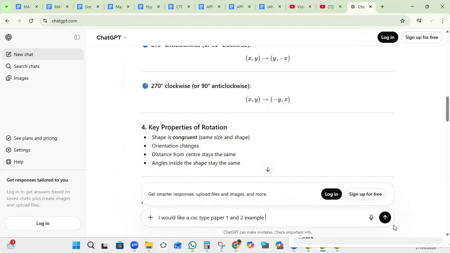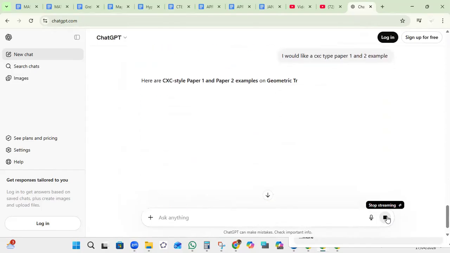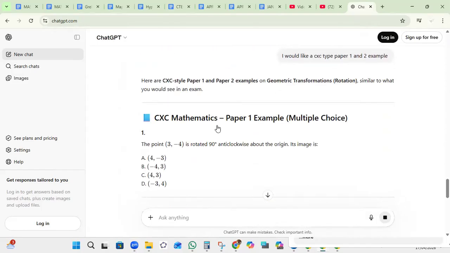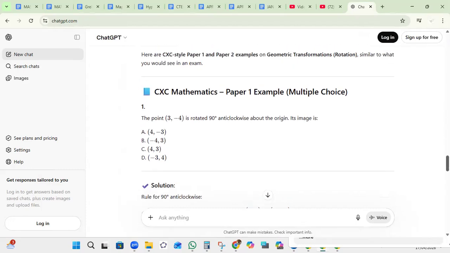As we are continuing from the previous conversation, it assumes that I'm following from what we discussed earlier. So I don't even have to specify that I'm talking about rotation. So let's see what it says. Here, CXC style paper 1, paper 2 example on geometric transformation, rotation, similar to what you would see in an exam. So it recognizes that we are continuing this conversation from before.